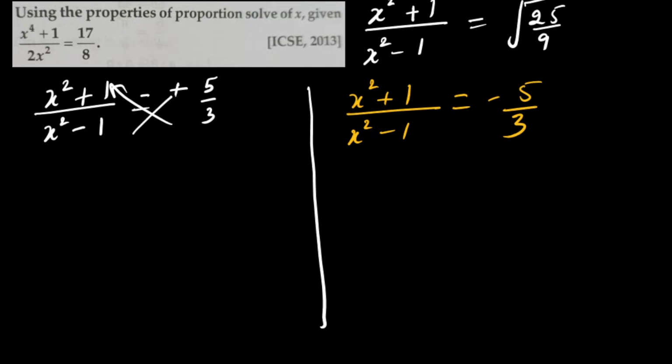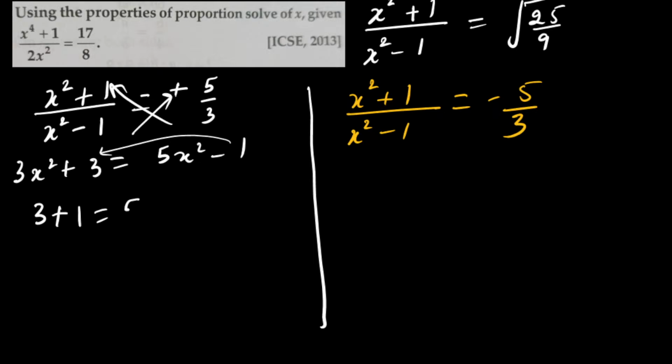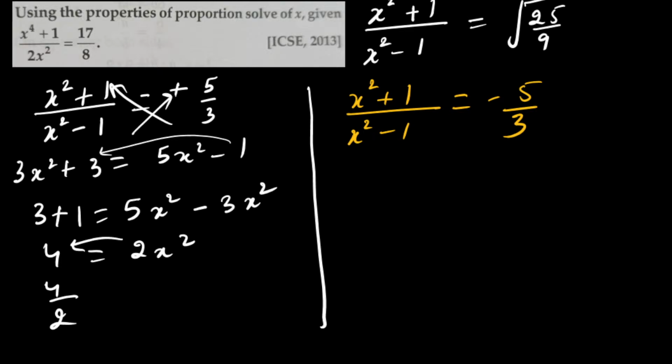So let's do cross multiplication. Here, if you want, you can apply componendo and dividendo also, or directly you can do. Both ways you can do because it is possible. So I'm just multiplying. So this will become 3x square plus 3 is equal to 5x square minus 1. Like terms together. So this 4 I am shifting to this side, so 3 plus 1, 4. Here 5x square minus 3x square is 2x square. So this 2 if I shift to the other side, it gets divided, so 4 by 2.